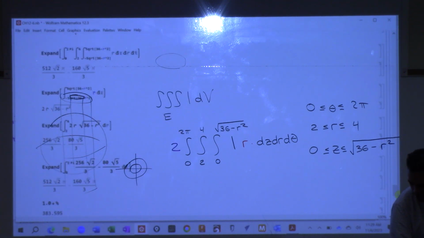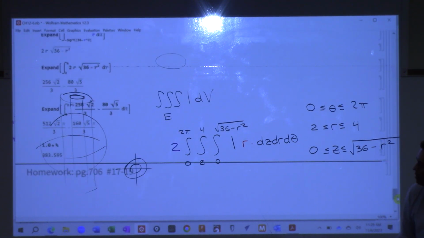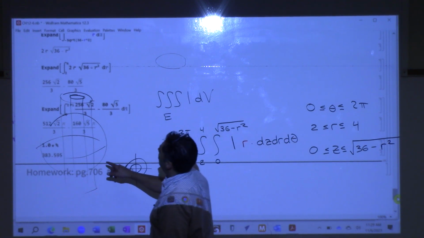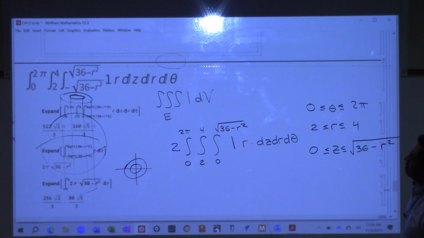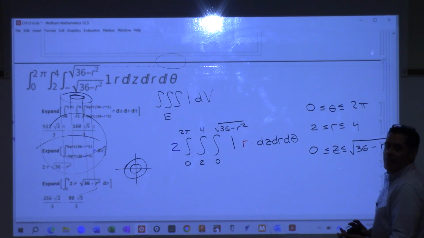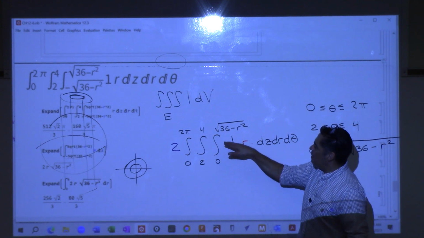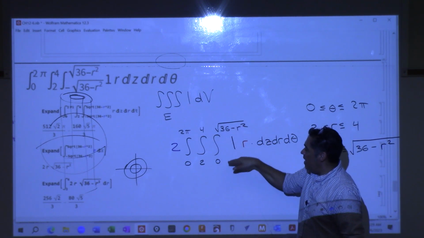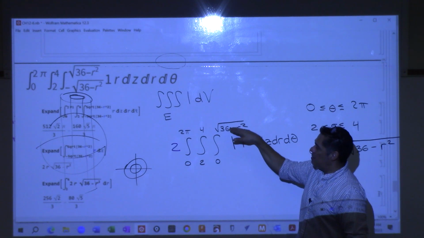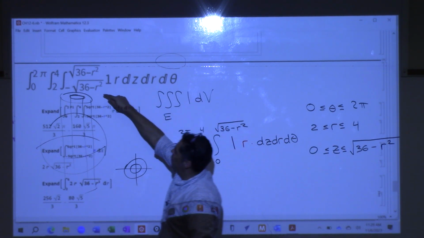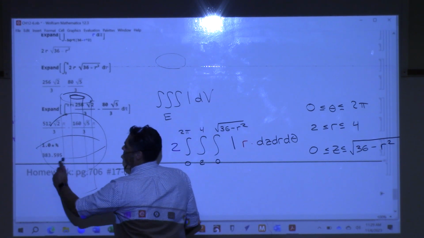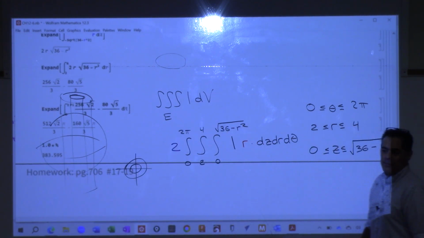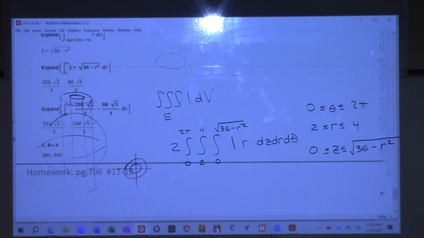And the volume is approximately, did I double? Hold on, let me make sure I doubled the answer here. I don't want to give you the wrong answer. Oh, I did mine different. I included the bottom. Instead of going from 0 to the top, I went from negative of that to the top. You see it? And we're going to get the same answer. So I didn't double. 383.595. All right, cool, huh? That's it.